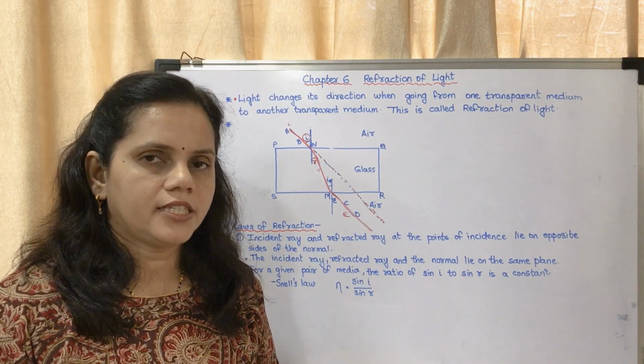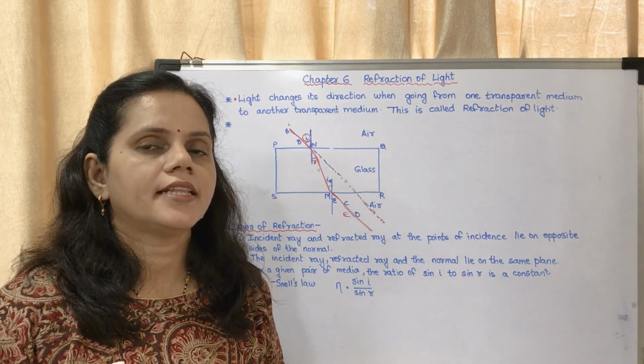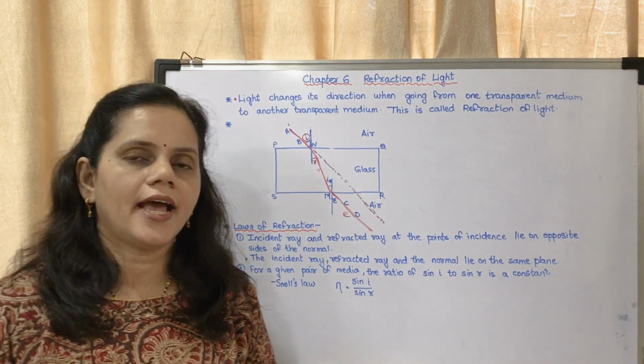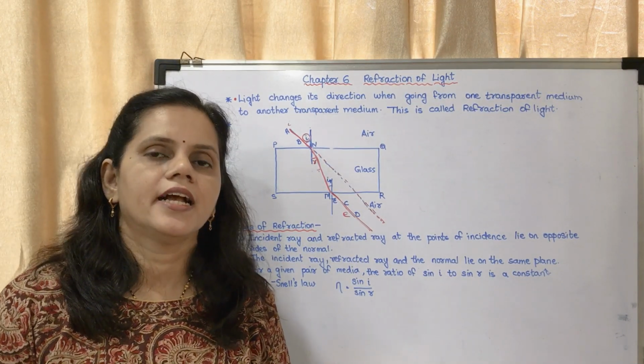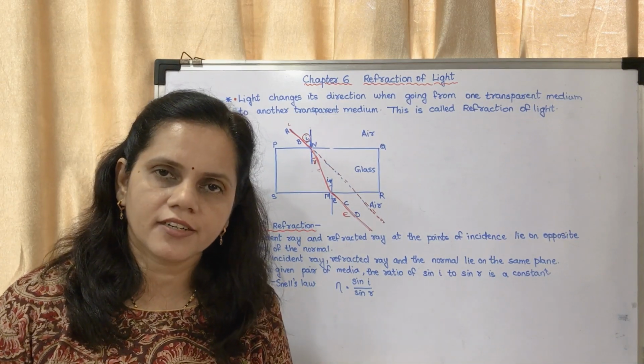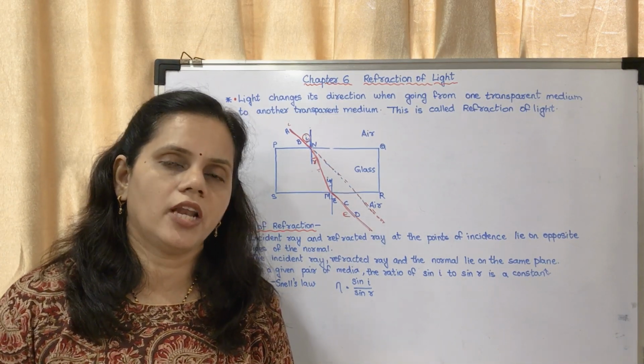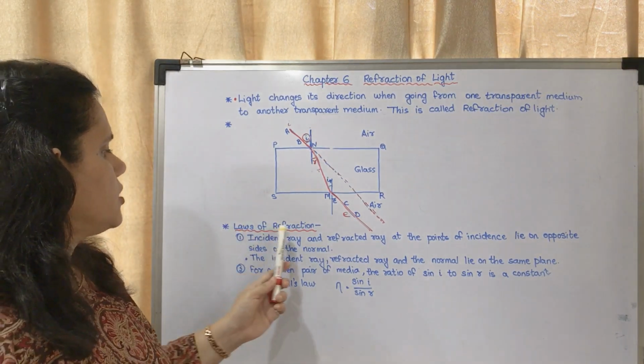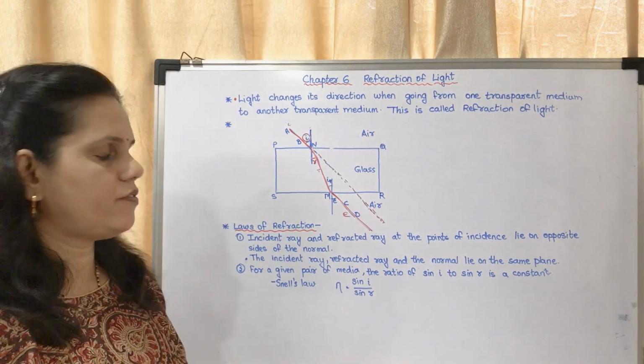Okay, understood what is angle of incidence? The angle made by the incident ray to the normal is called the angle of incidence. The angle made by the refracted ray to the normal is called the angle of refraction. Now, laws of refraction. What are the laws of refraction?